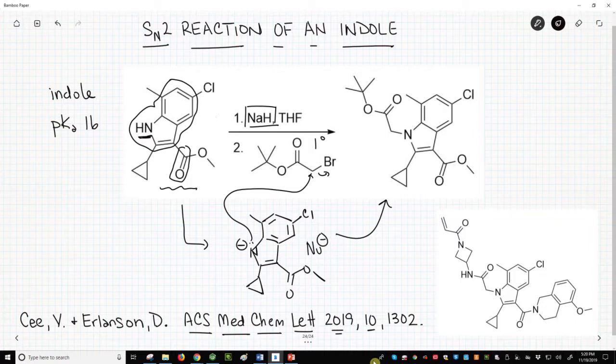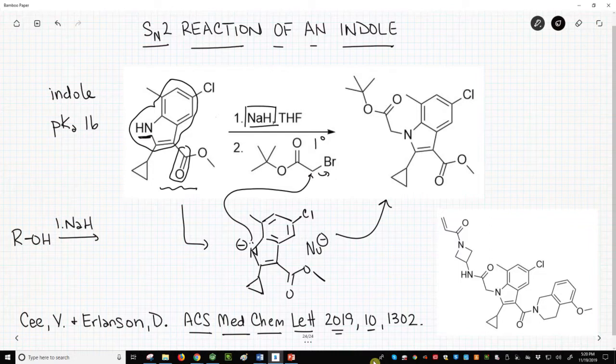Indoles as potential nucleophiles in SN2 reactions would be rarely encountered in undergraduate organic classes. But this reaction is similar to a very familiar reaction, the Williamson ether synthesis. In the Williamson synthesis, we start with an alcohol, and I'm down in the bottom left. Here's our alcohol.